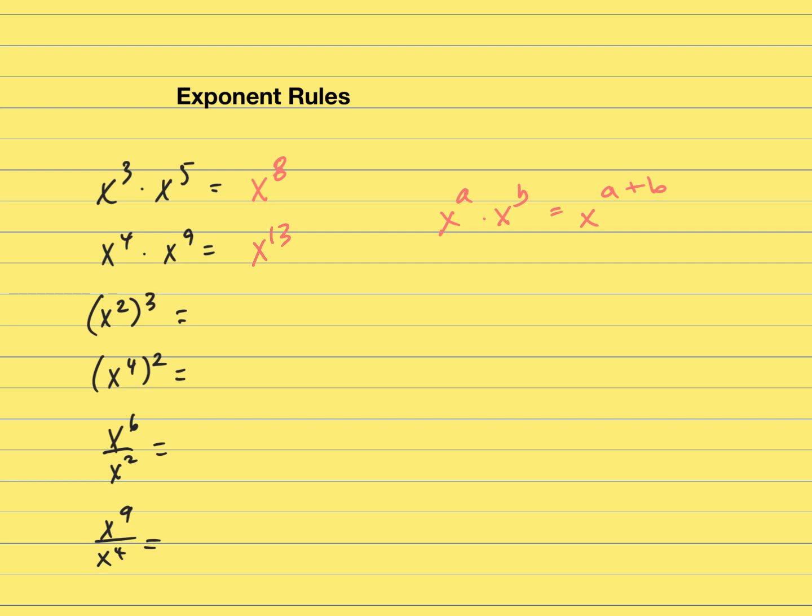Here, we have x squared cubed. So just think about that. That means we've got x squared times x squared times x squared for a total of x to the 6th. We have 6 x's all multiplied together.